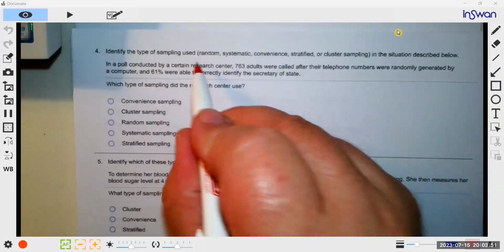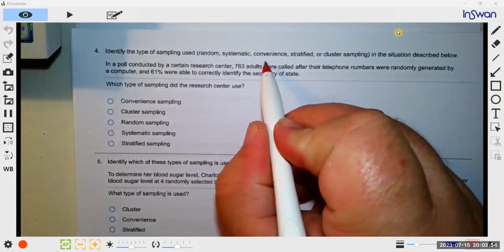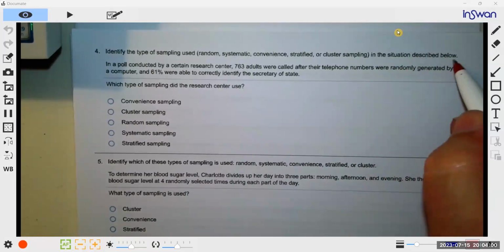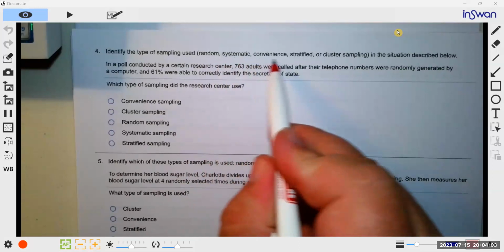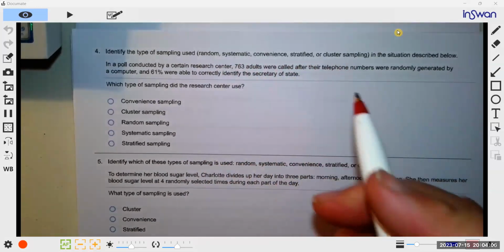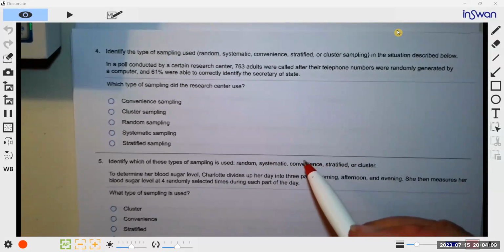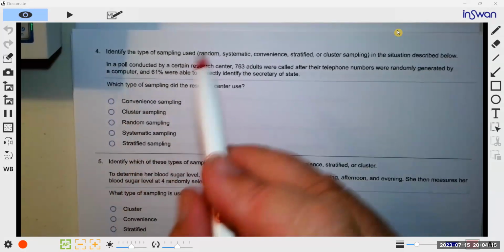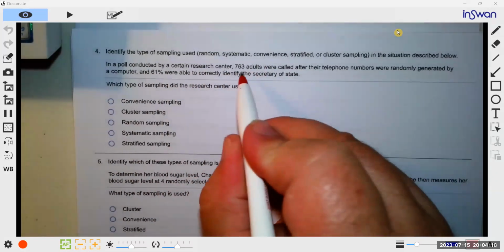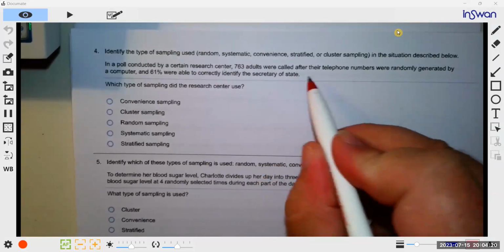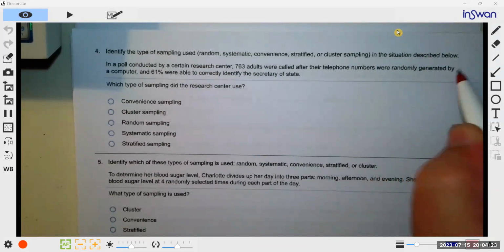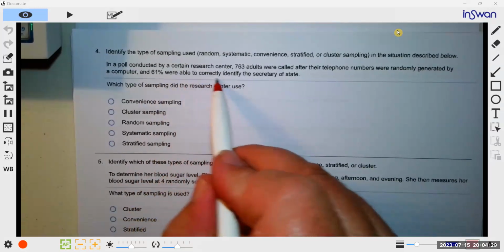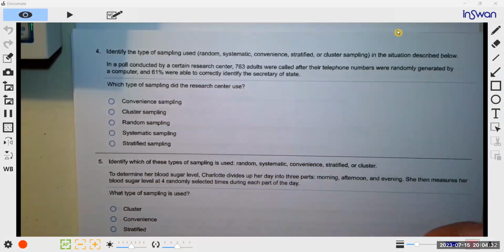Identify the type of sampling used: random, systematic, convenience, stratified, or cluster sampling, in the situation described below. Remember, go review what each of these mean, and then it'll make a lot more sense when you read the answers. In a poll conducted by a certain research center, 763 adults were called after their telephone numbers were randomly generated by a computer, and 61% were able to correctly identify the Secretary of State.